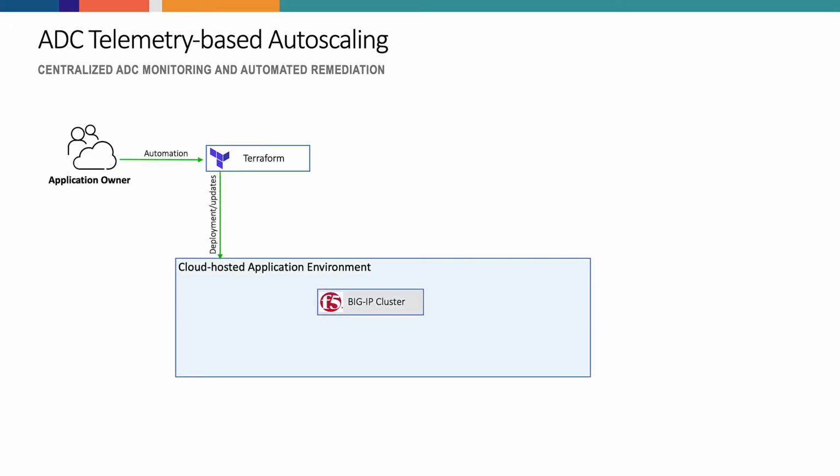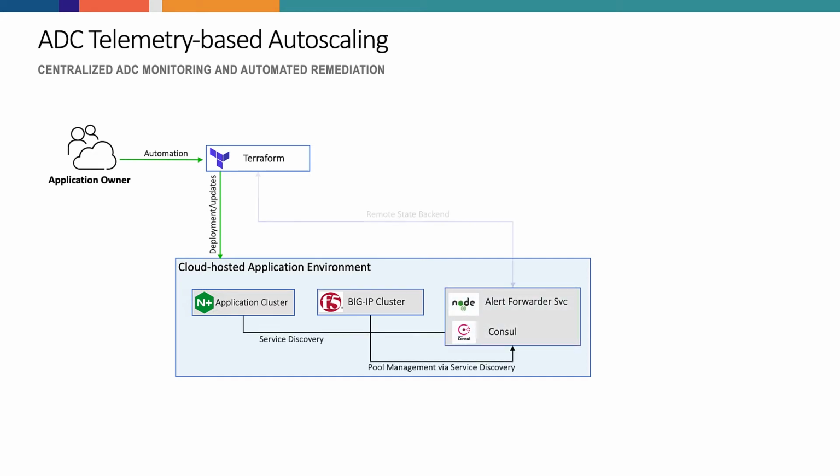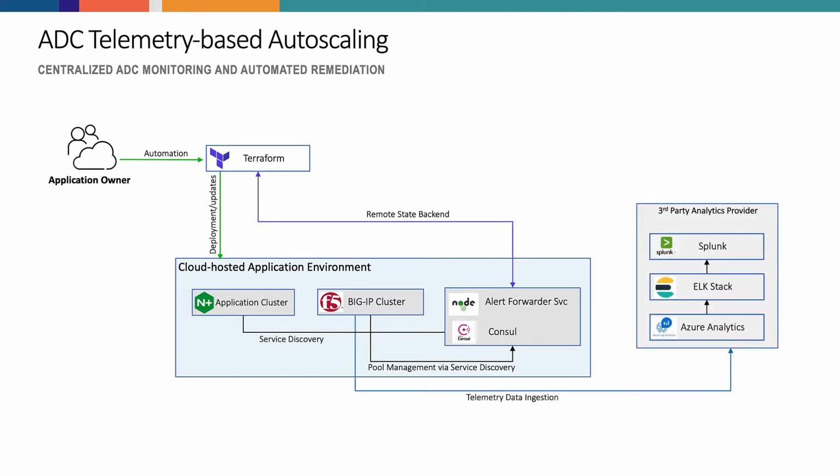The deployed environment consists of a BIG-IP cluster, a backend workload cluster, and a HashiCorp Consul server. The Consul server provides workload service discovery as well as remote state management for the infrastructure itself. A third-party analytics provider, Splunk for this example, ingests BIG-IP telemetry data via F5's Telemetry Streaming service.